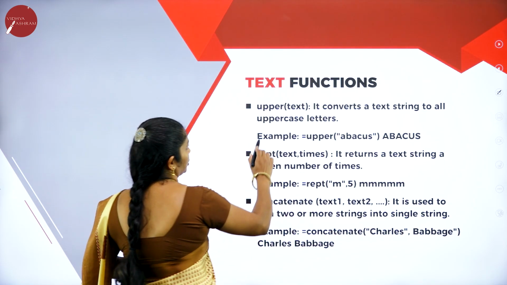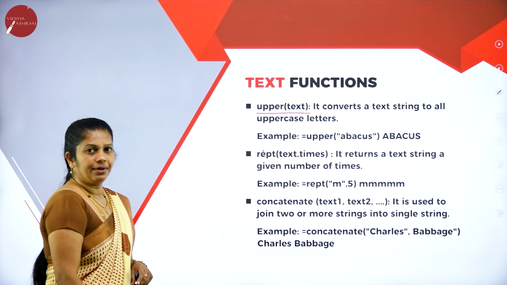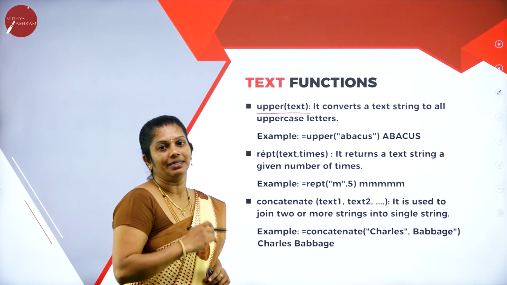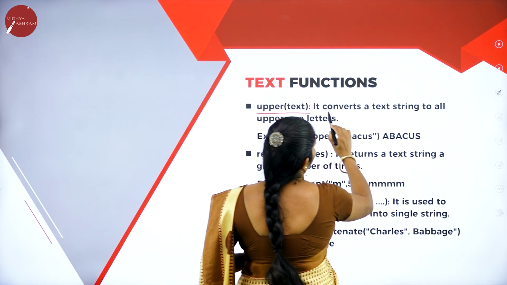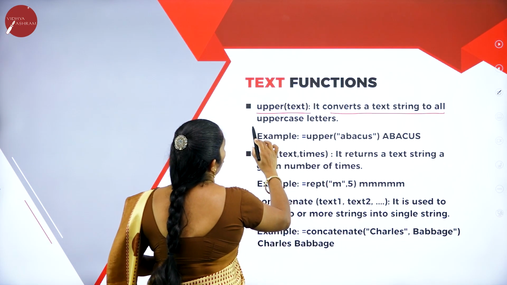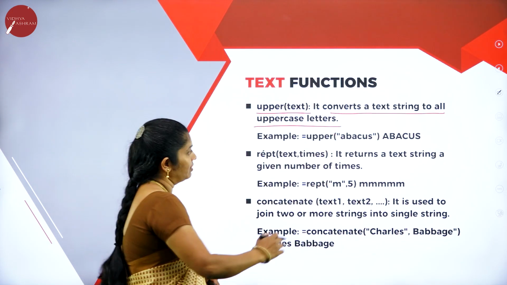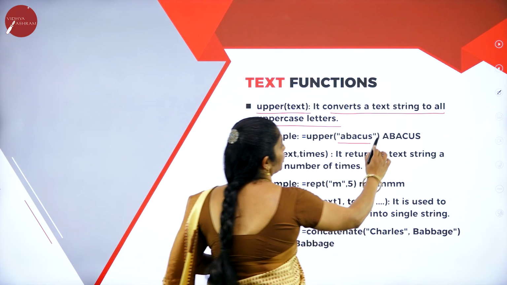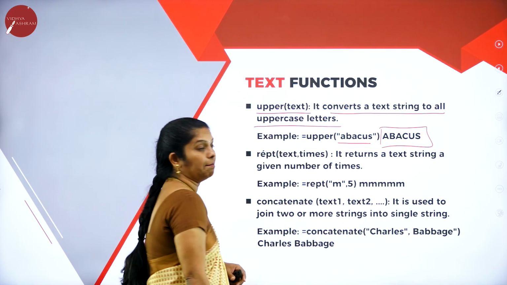Next under text functions, UPPER. This UPPER helps to convert the given string to uppercase, that is in capital letters. It converts a text string to all uppercase letters. For example, if I write UPPER abacus, then the result you are going to get is in capital letters.